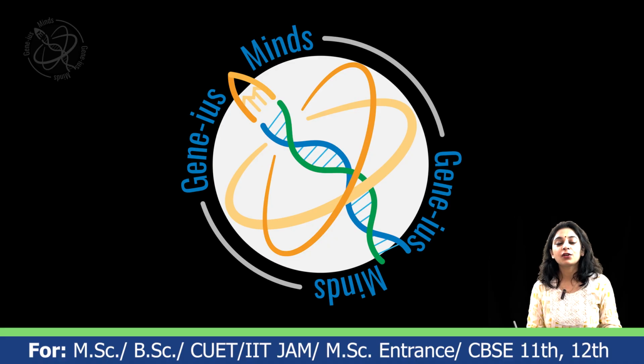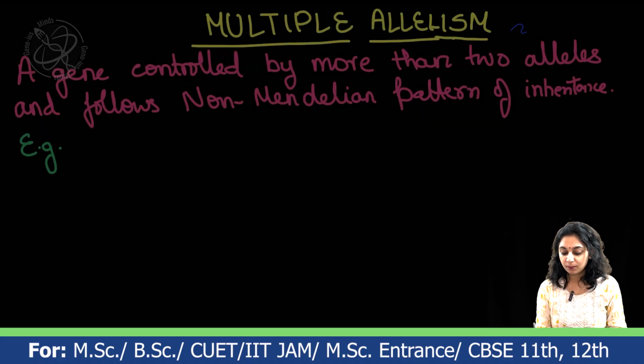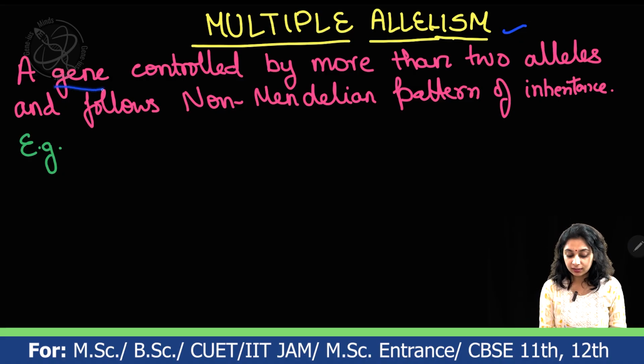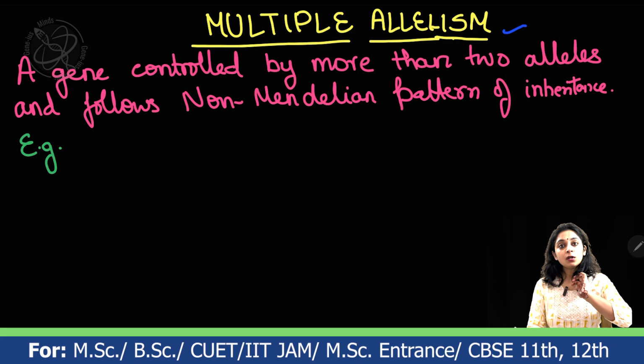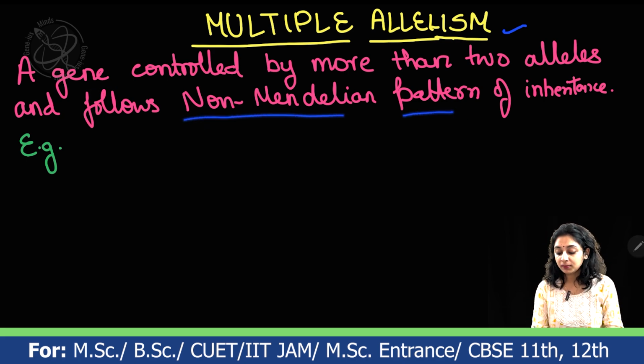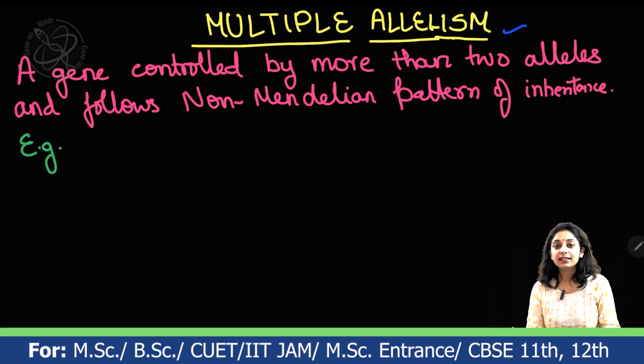In today's lecture, we are going to discuss the next important topic, which is known as multiple allelism. So let's get started. Multiple allelism is defined as whenever a gene is controlled by more than two alleles and it follows a strict non-Mendelian pattern of inheritance. Usually a gene is controlled by two alleles, but in this case you are going to see a gene controlled by more than two alleles, and it is not following Mendelian inheritance.